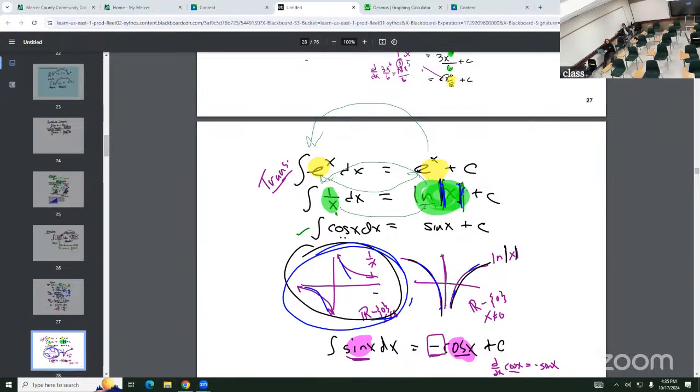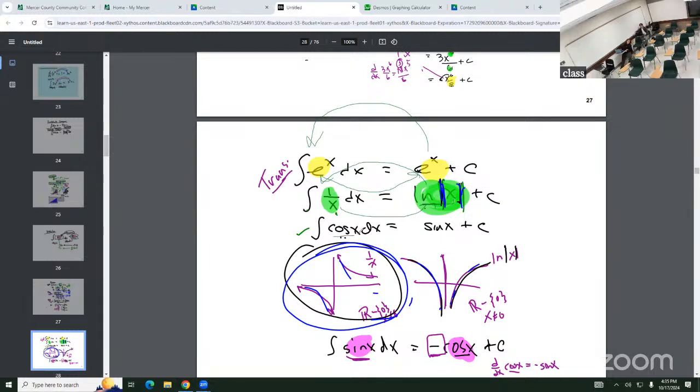In the green, that's the natural log of x, ln. Here, the antiderivative of cosine is sine. The derivative of cosine is minus sine, so the antiderivative is positive. The antiderivative of sine is minus the cosine. This is because we know these derivatives. Don't worry about natural log of x; you can read about it somewhere else.